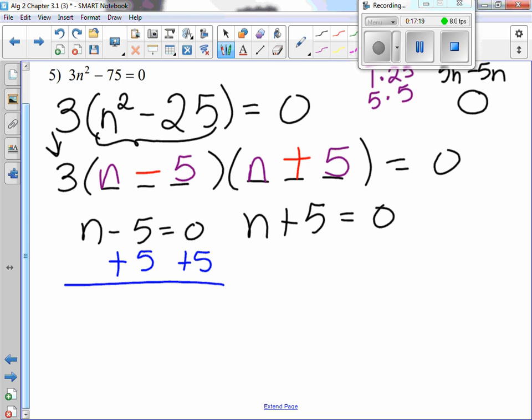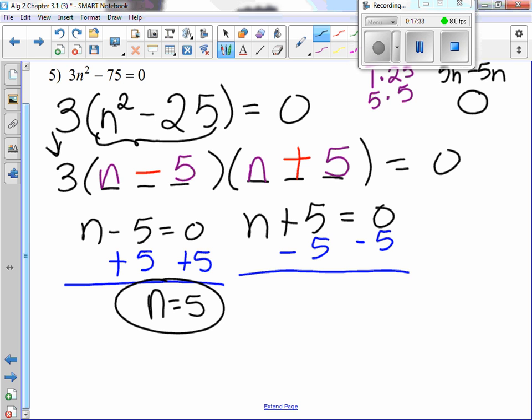So to solve this one here, we would add 5 to both sides and get n equals 5. And then the other one we would subtract 5, yes? So we'd minus 5 here. We get n equals negative 5.